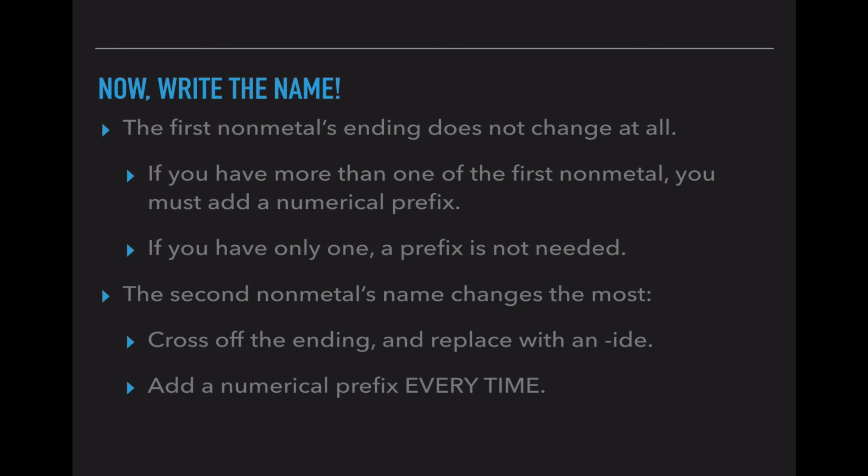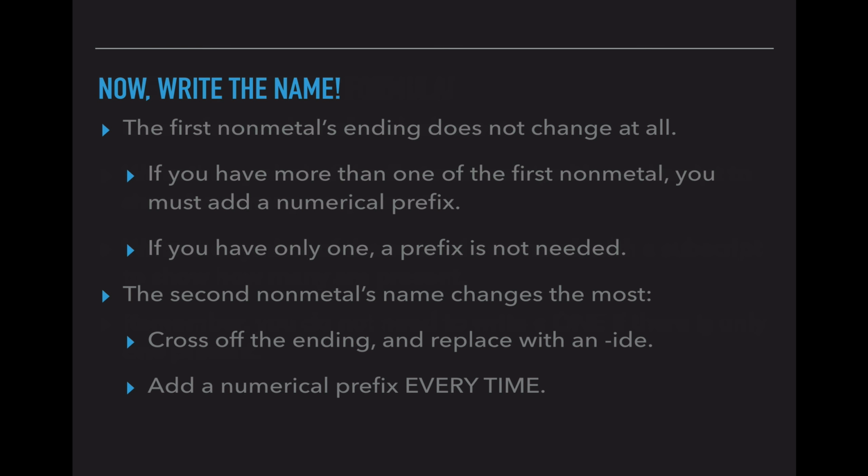The first nonmetal's ending does not change at all, just like with the ionics. But we do have to add a prefix. If there is any number next to the first nonmetal, 2 through 15, you have to add a prefix that corresponds to that number. So the last example, we had 2 hydrogens, so we would add the prefix dihydrogen. But if you only have 1 of that element, a prefix is not needed.